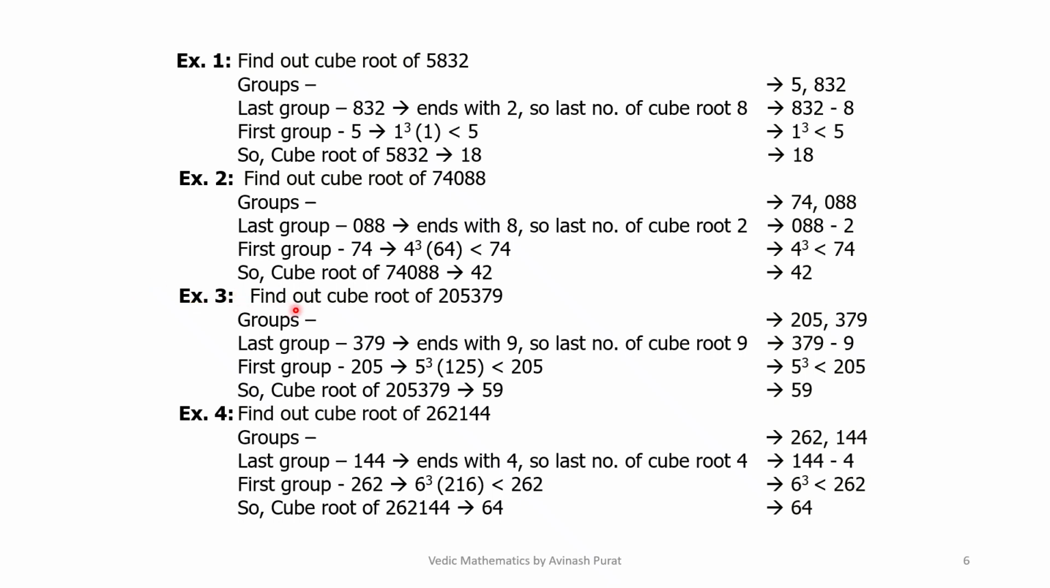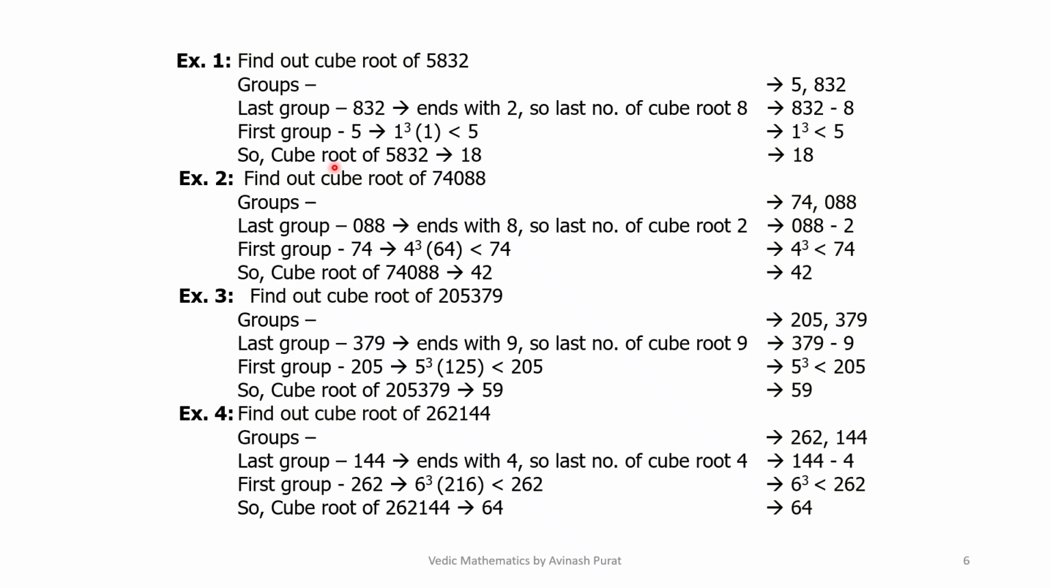Example 3. Find out cube root of 205379. Groups are 205 and 379. Last group is 379, ends with 9, so last number of cube root is 9. First group 205: the highest cube less than 205 is 5 cube, that is 125, which is less than 205. So cube root of 205379 is 59.